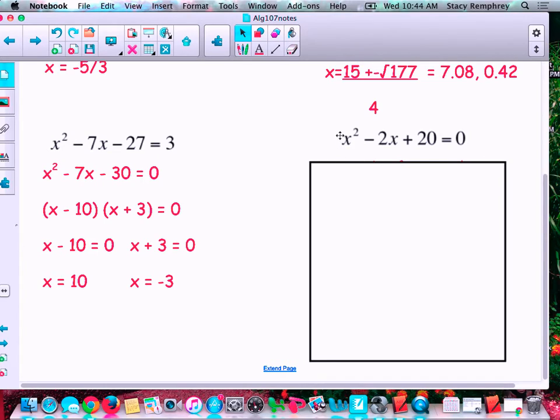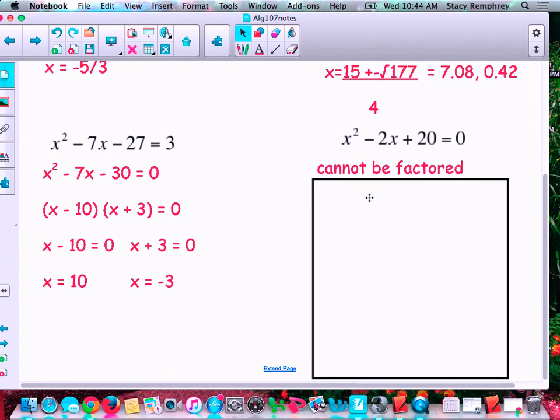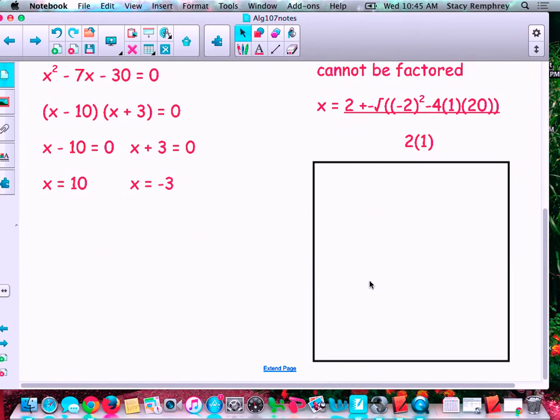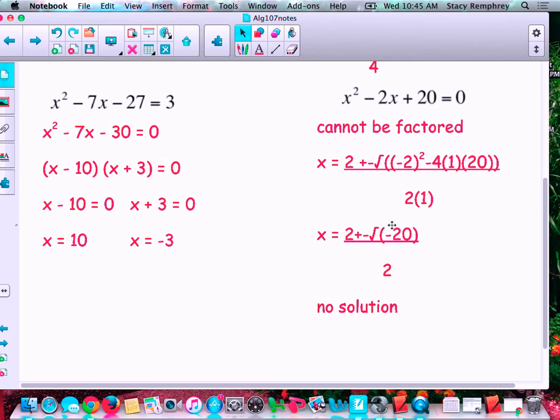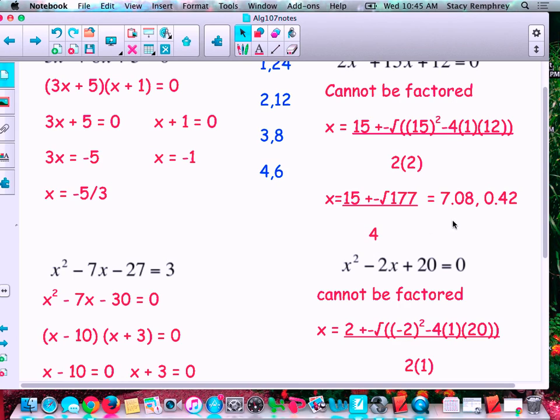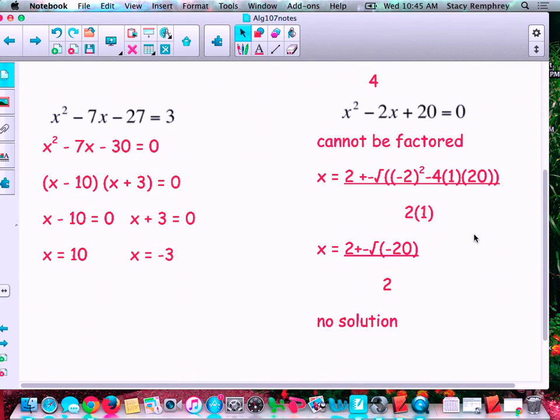Over here, again, I checked to see if I could factor it. 1 times 20 is 20. Do I have 2 numbers that multiply to be 20 and add to be negative 2? No, I couldn't do that, so I went to quadratic formula. I plugged all my numbers into the quadratic formula, and I got a square root of a negative. In Algebra 1, we're not ready for that yet, so that is a no solution. So you can still get no solution. I wanted you to see that, but just because you can't factor it doesn't mean there isn't a solution. This one did have 2 answers. This one didn't. Quadratic formula showed that with a negative under the square root.